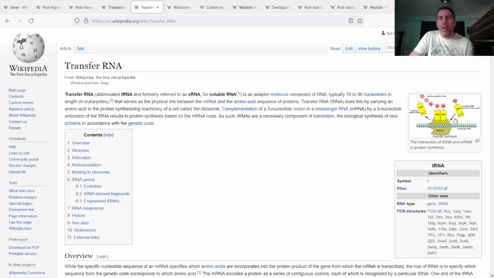So the transfer RNA is just a way to have the complementary RNA be able to detect the RNA sequence on the messenger RNA, and at the same time bring with it, for that specific sequence of RNA, a specific amino acid.